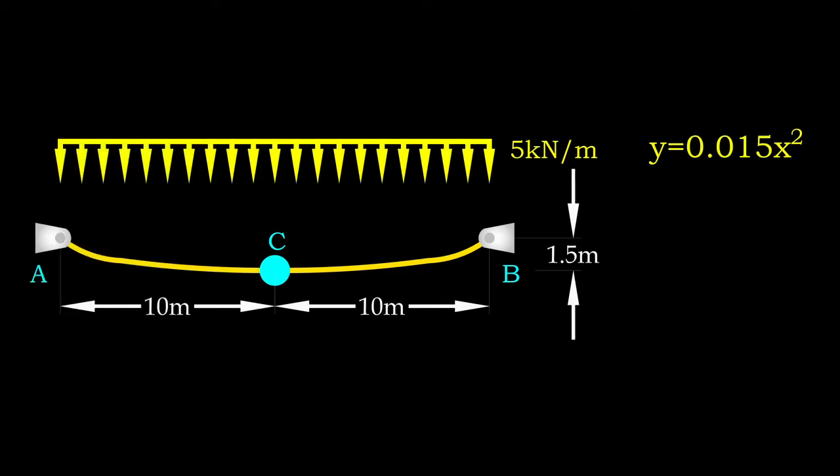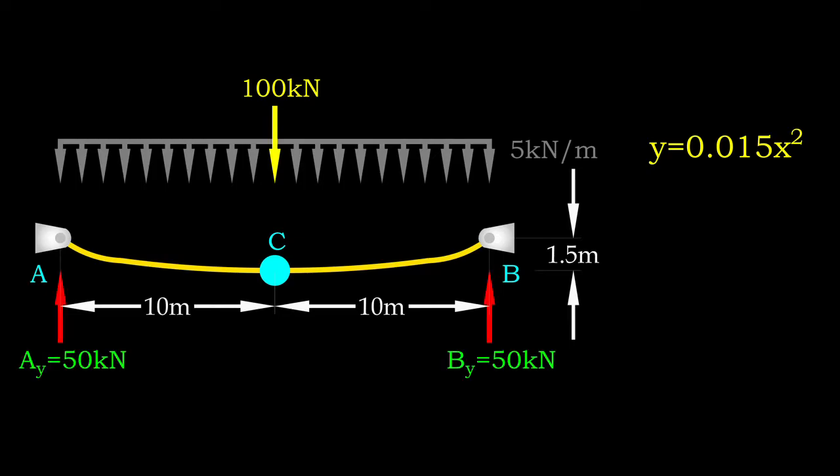First, let's determine the support reaction. This is straightforward since the structure is symmetrical. As a result, the reactions AY and BY are both 50 kN.